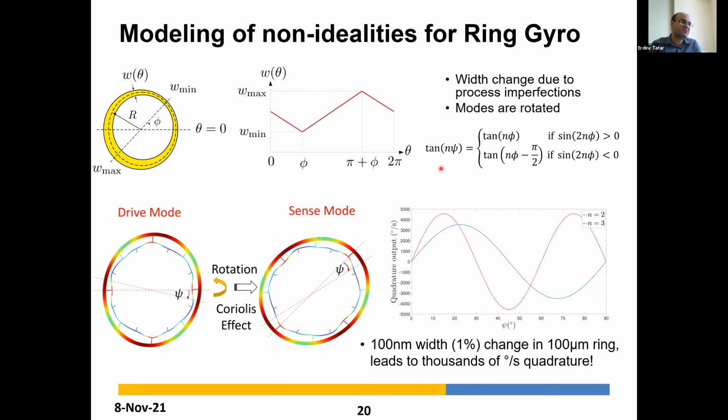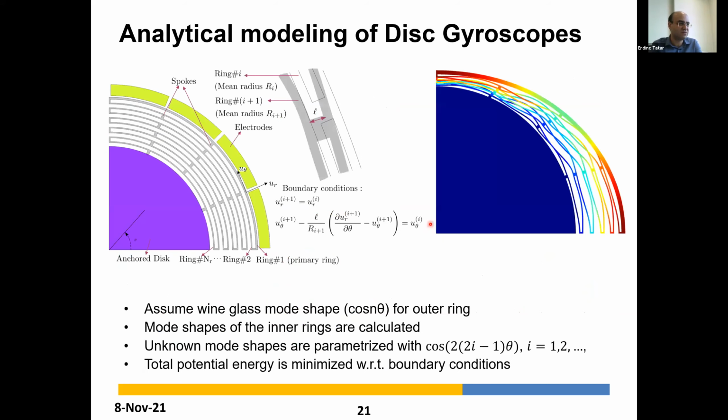So very quickly, how do we model? We have done some modeling of non-idealities in a ring gyro. In here, we looked at if the width is not uniform, but changes with respect to theta, which is very common. Then what we end up seeing is, instead of your gyro vibrating in the main axis, everything rotates by an angle of phi, and this leads to some undesirable angle errors, which may be as large as thousands of degrees per second.